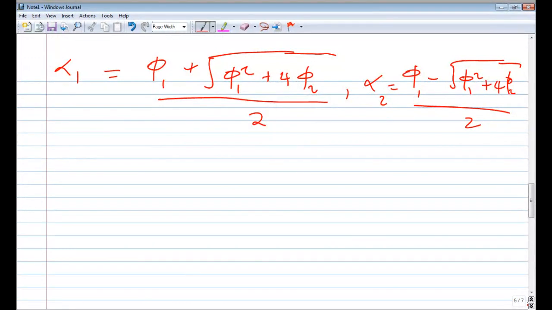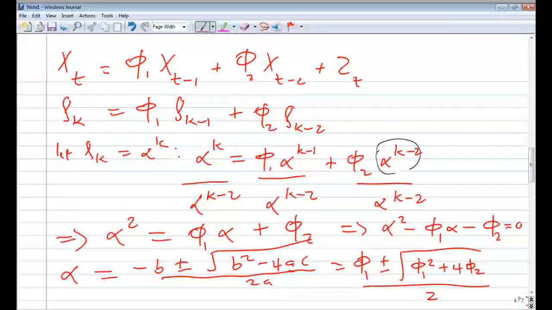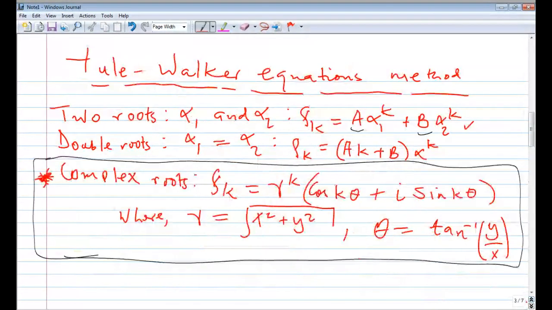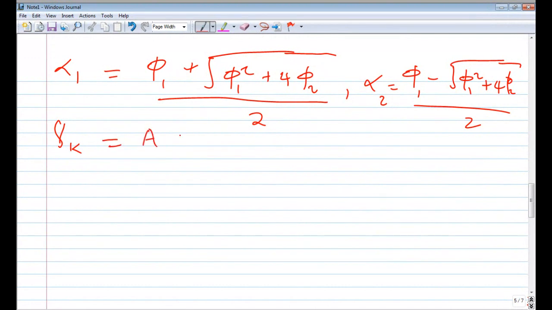No, they are not equal. So which type of formula are we going to use? If you still recall, the first one is this one. So now we are going to introduce rho k equal to a alpha 1 to the power k plus b alpha 2 to the power k. This is the formula that we're going to use.